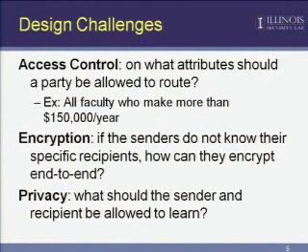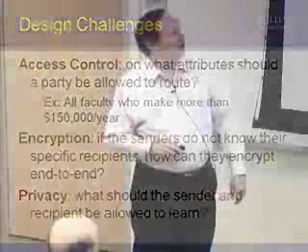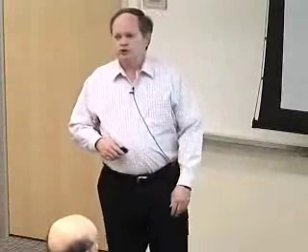Now, to do this, there are some design challenges that come up. One of them is access control. This gives you a great power to hit targeted groups. So you ask, on what attributes should someone be able to send a message? Can you send a message to all the faculty who make more than $150,000 a year? Who, if anyone, should be allowed to do that?